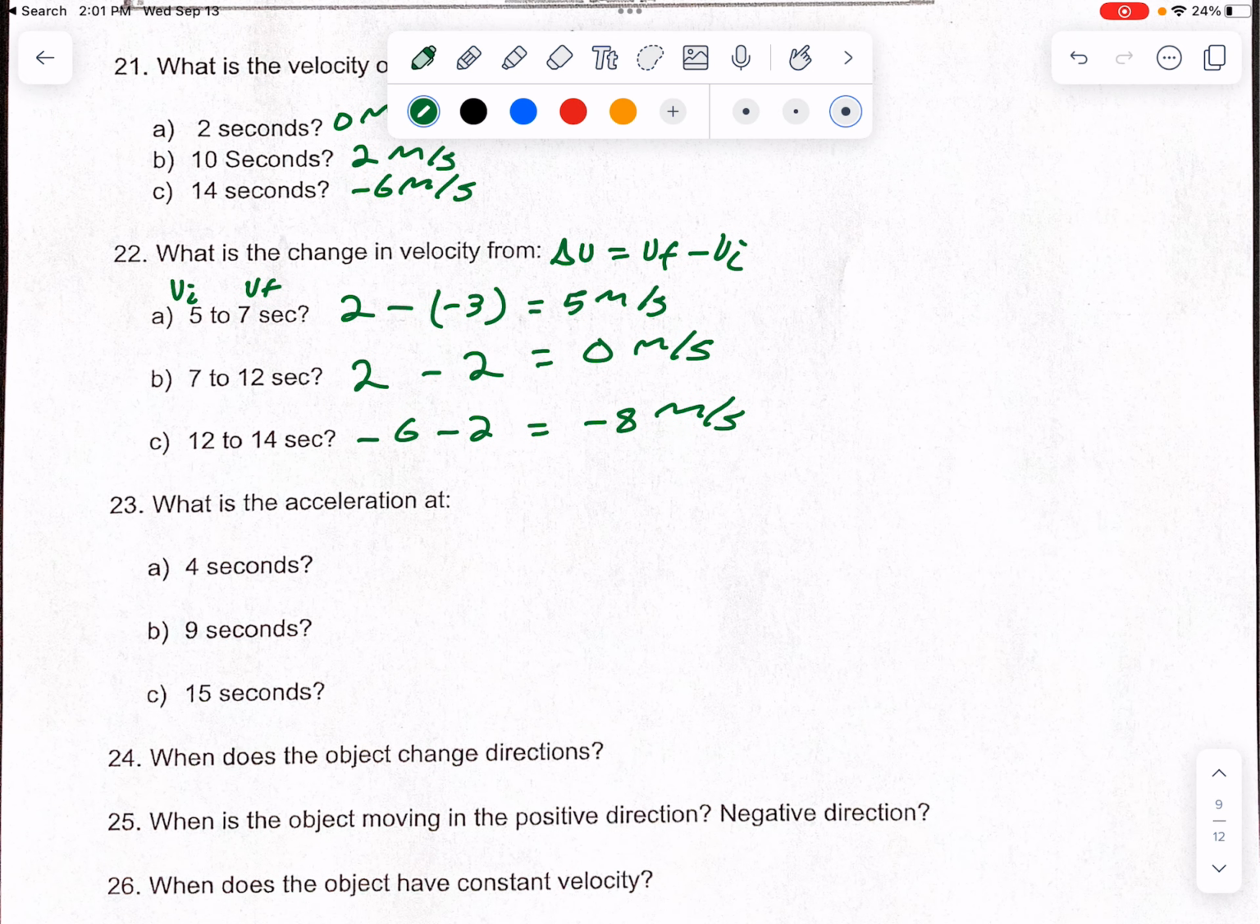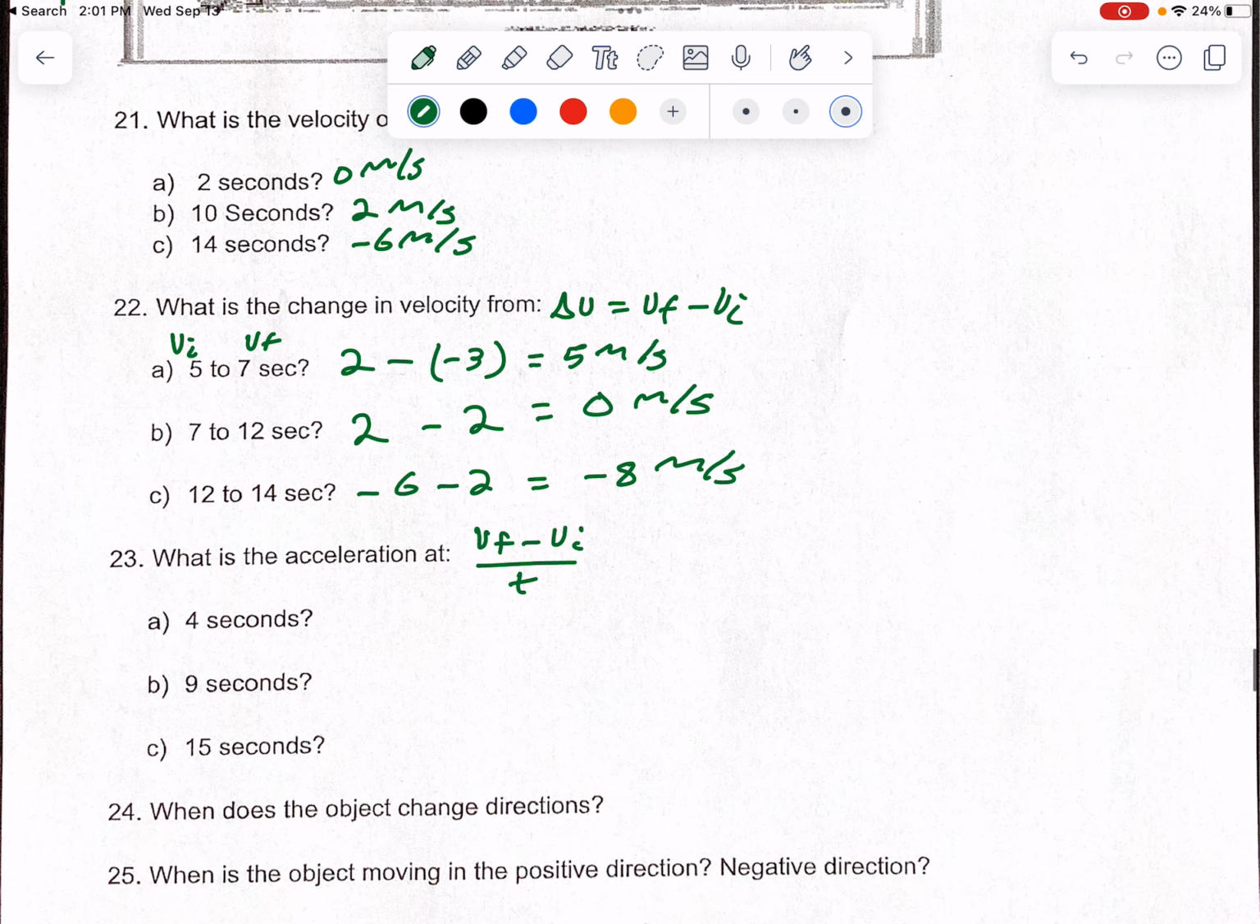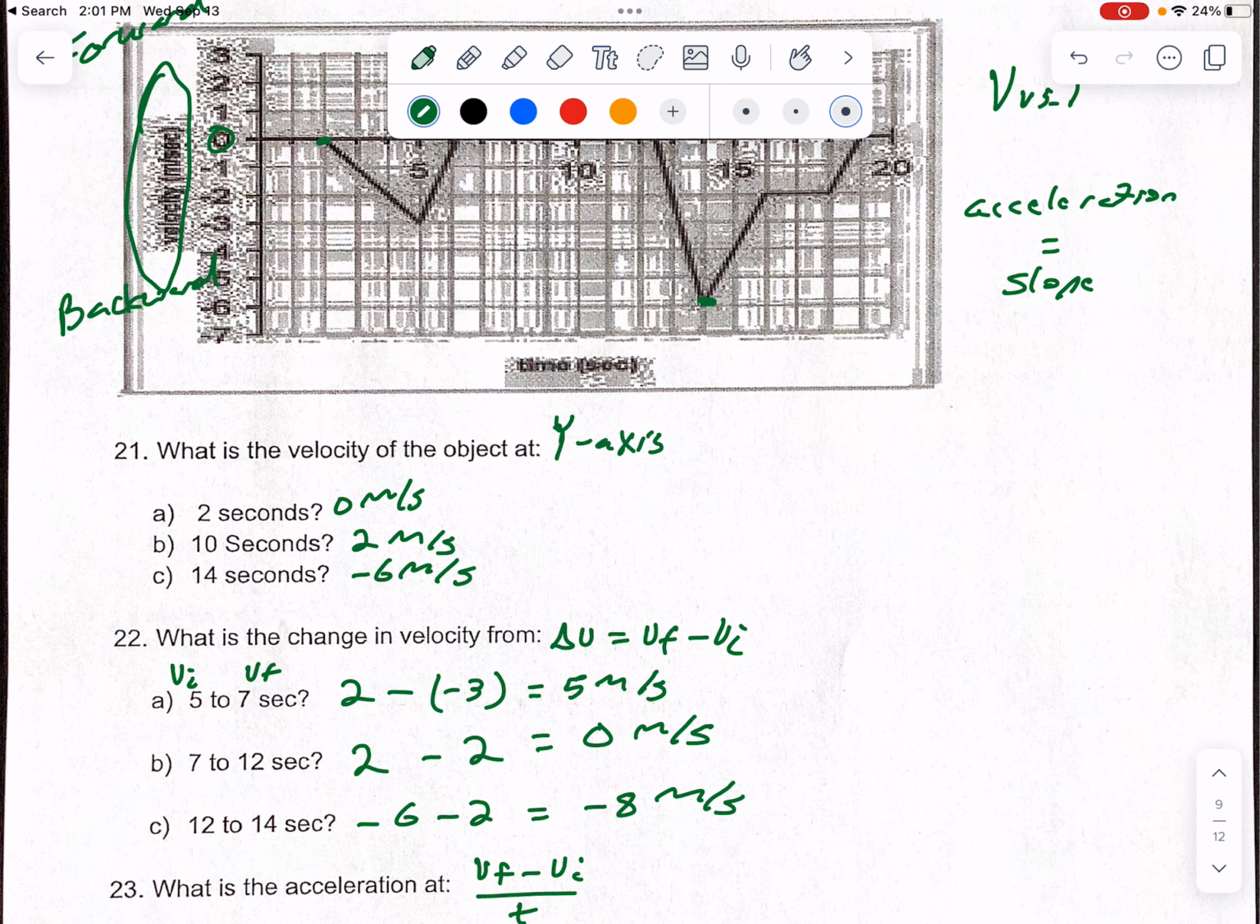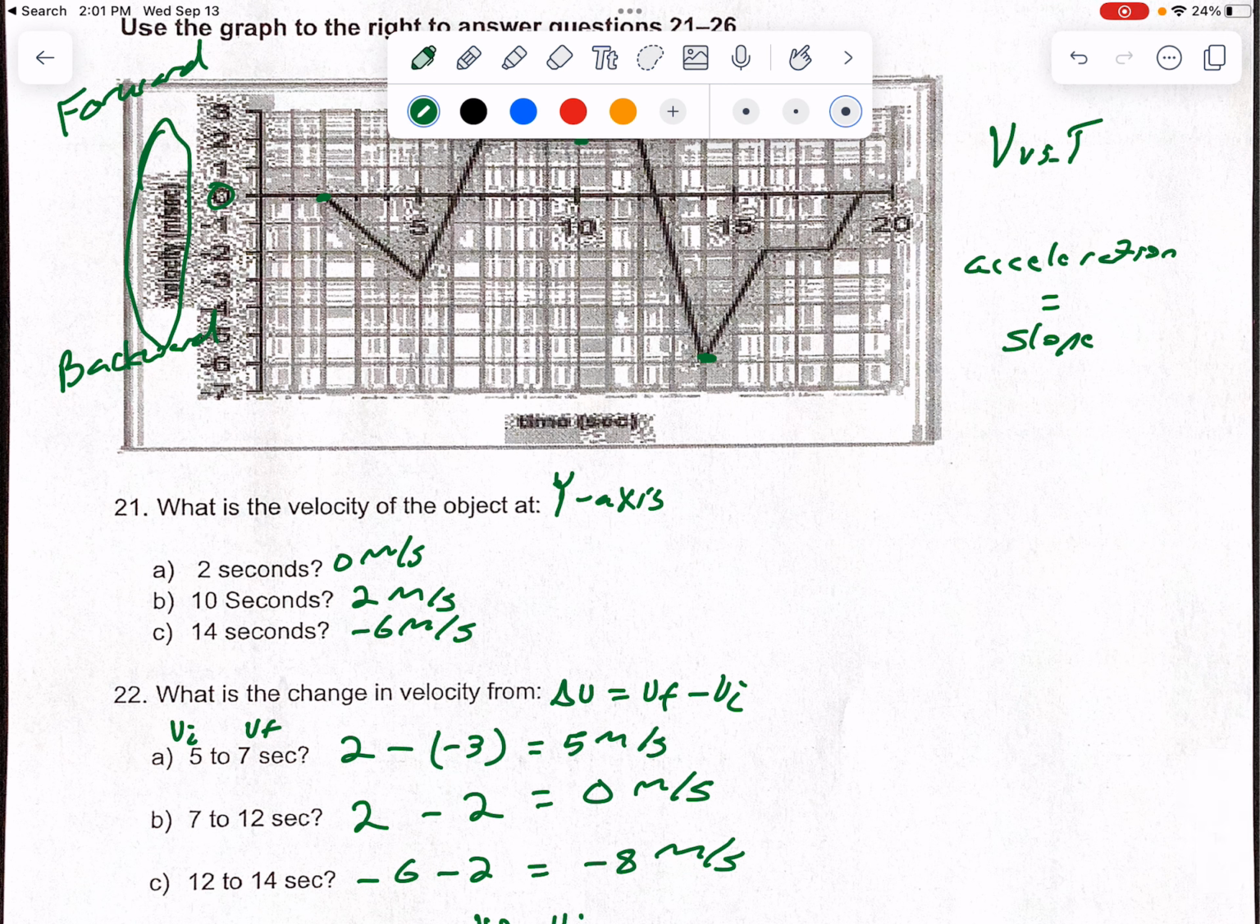23, what is the acceleration at 4 seconds? So remember, acceleration is slope. That is going to be your V final minus your V initial, or Y2 minus Y1, over your time, or X2 minus X1. So that's what you need to look for. At 4 seconds, you are on this line, so I'm going to change colors. You're right there. If you're on a line, all you got to do is find the slope of that line. So I would use these two endpoints right here.